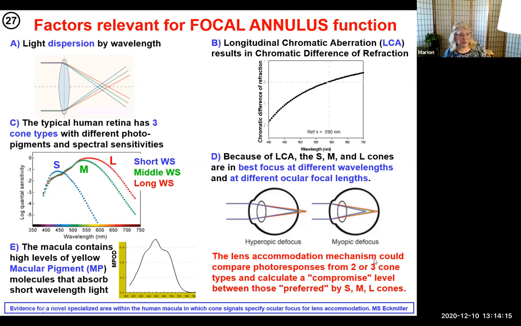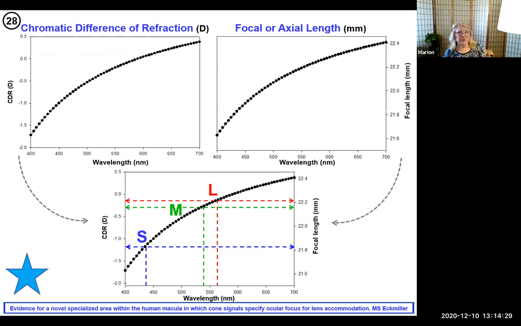So the lens accommodation mechanism could compare the photoresponses from two or three cone types and calculate a compromise level between those levels preferred by S, M, and L cones individually. We can show that here. Upper left is chromatic difference of refraction versus wavelength, and you can transpose that into wavelength versus focal length, and I've made it so that these curves are just the same. We can then combine them on one curve at the bottom, and you have wavelength versus either chromatic difference of refraction or focal length of the eye.